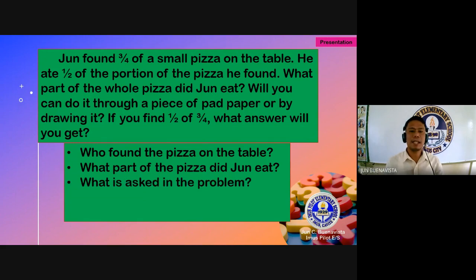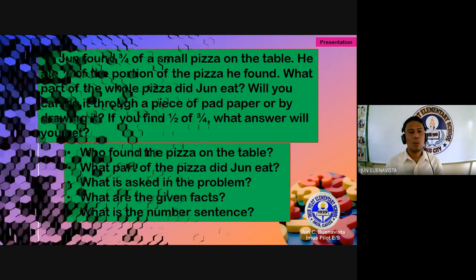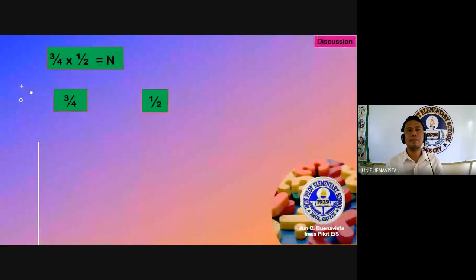Okay, so what is asked in the problem? The problem asks about the part of the whole pizza June ate. Then, what are the given facts? Okay, so the given facts are 3/4 and one half. What is the number sentence? So the number sentence is 3/4 times one half equals n. Right? So we have 3/4 times one half equals n.